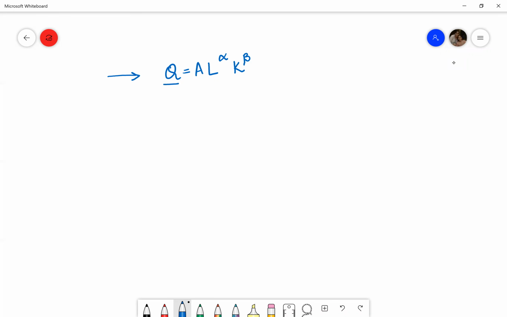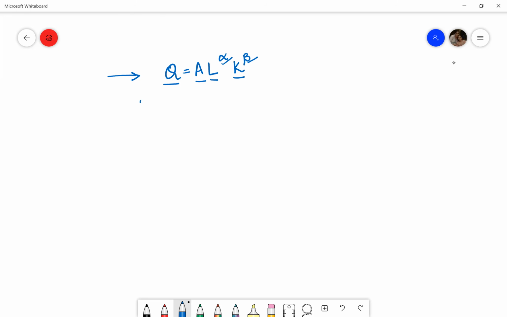Now let's start with the standard Cobb-Douglas production function, which is represented as this. Q, that is your output, A, that is your technological coefficient, L, that is your labor, alpha, that is the proportion of labor used in your production process, K is your capital, and beta shows your proportion of capital used in your production process.